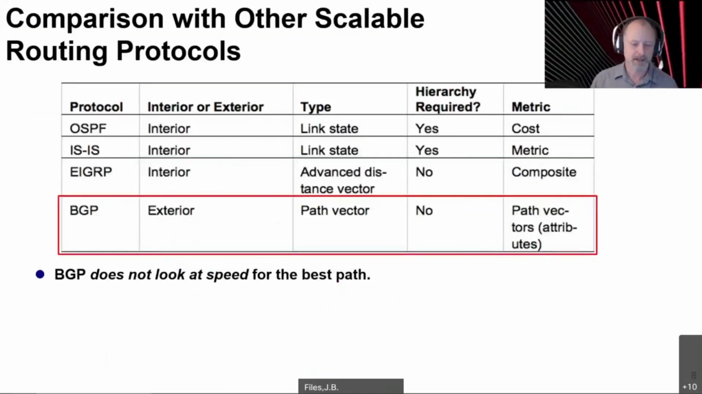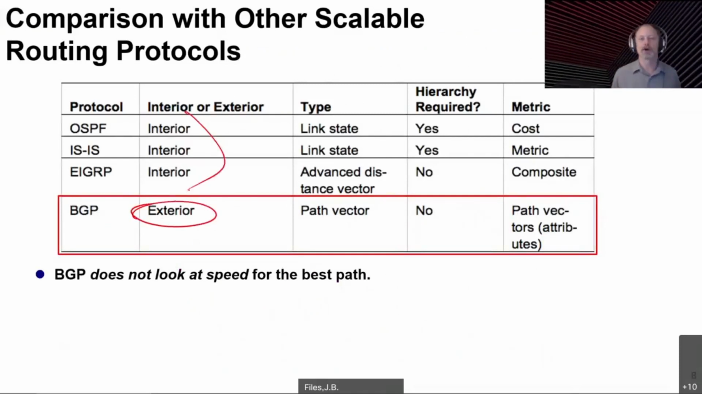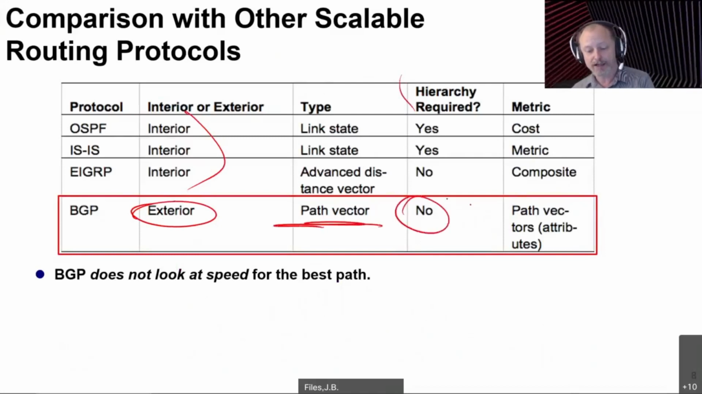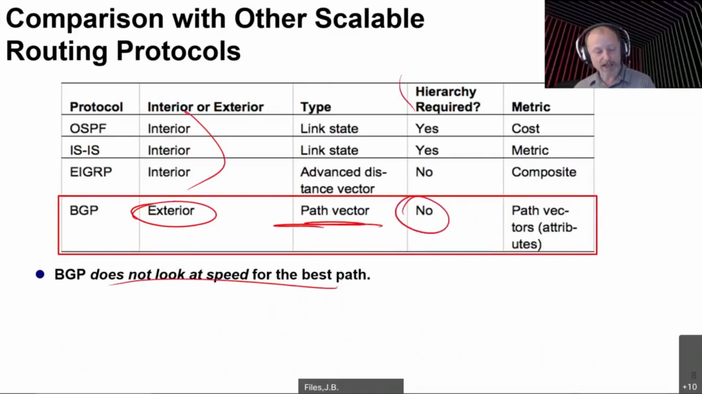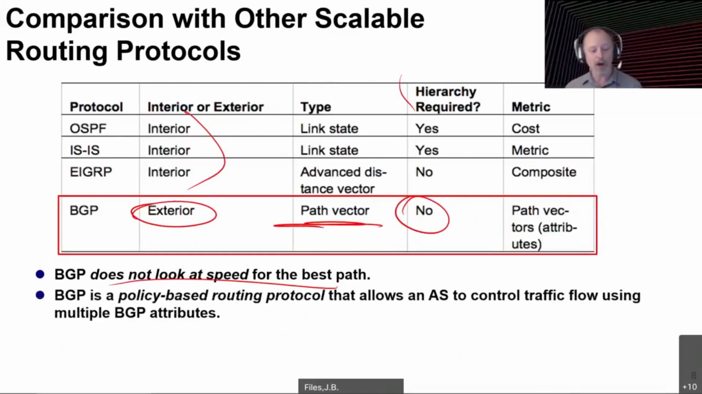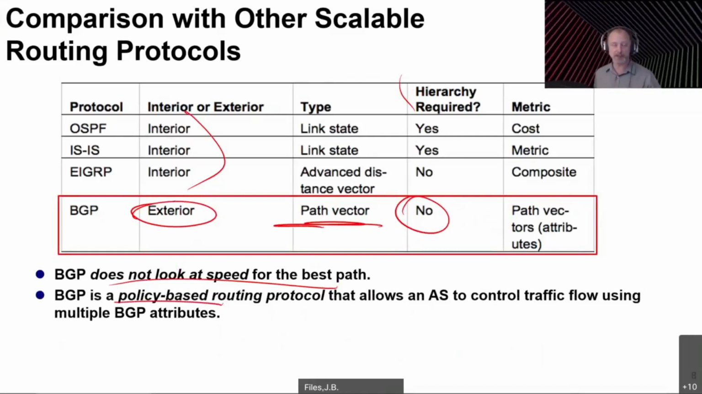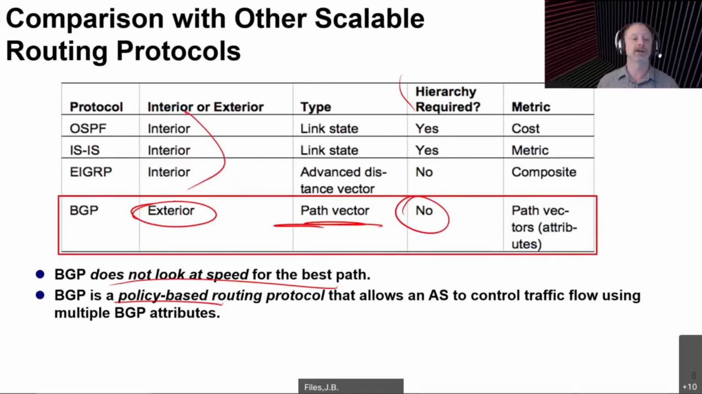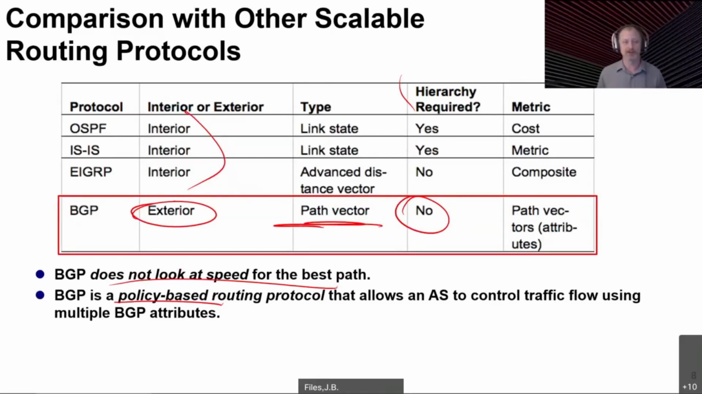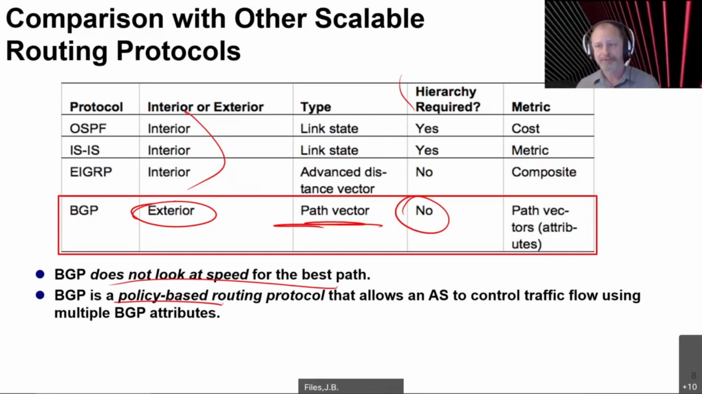So again, BGP is the only exterior routing protocol that we're looking at. Path vector, hierarchy required? No. It does not look at speed for the best path. It is a policy-based routing protocol. And as we get through these BGP chapters, it'll become clear what that means. But we use BGP attributes of each path to determine what is the best path.